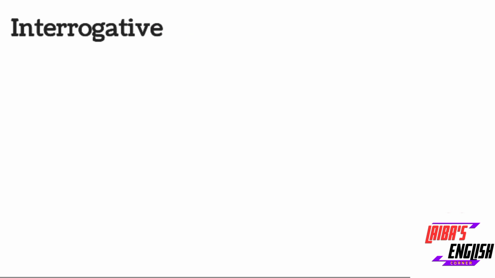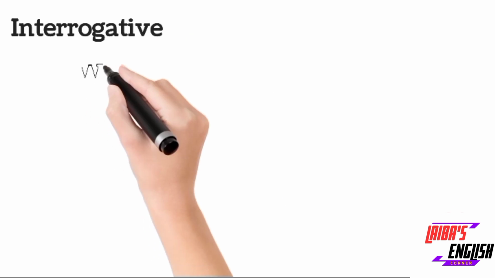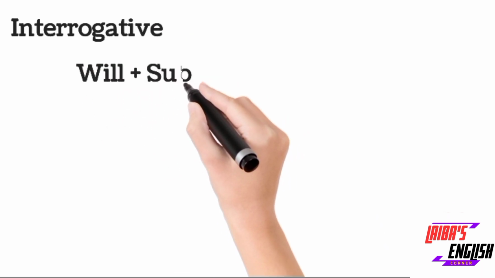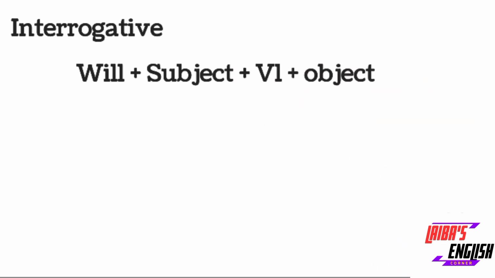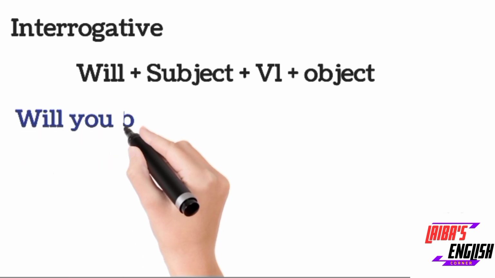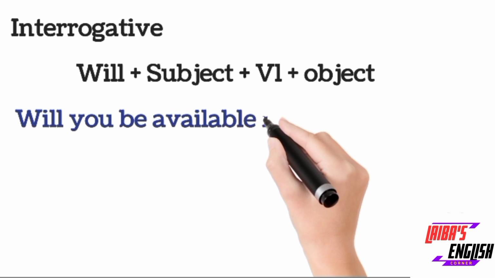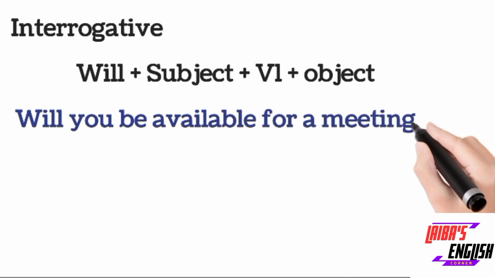So in interrogative, what we have to do is put the helping verb in the start. Will plus subject plus verb first form and object, and at the end a question mark. So have a look at some examples to make our concept even more clear. First example is, will you be available for a meeting?